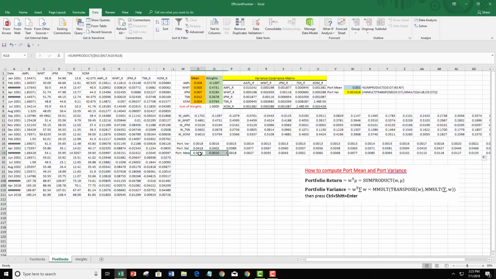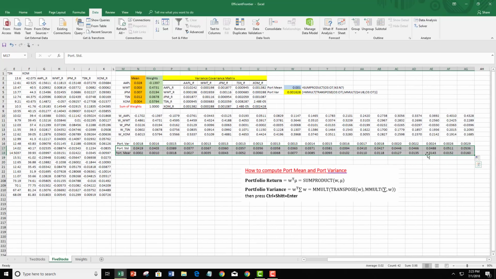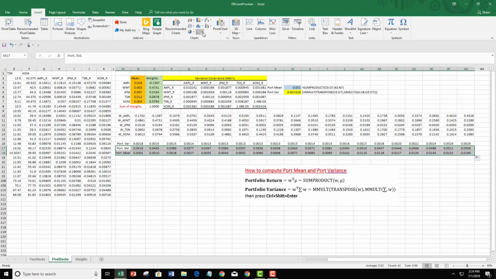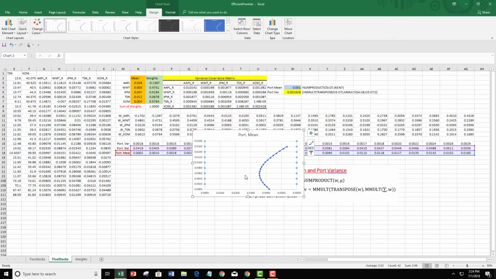One interesting thing you must have noticed is that we have the same stocks in our portfolio, but as you change portfolio weights, the portfolio mean and the variance change. What you can do now is select the portfolio standard deviation and portfolio mean and insert a graph to plot the portfolio frontier. So select the data, go to Insert, click on one of the charts and select this one right here, and now this is our portfolio frontier.